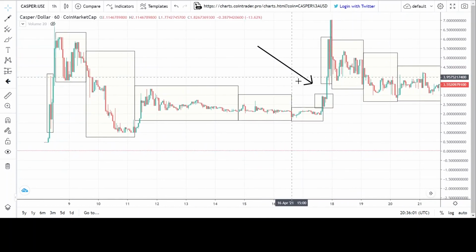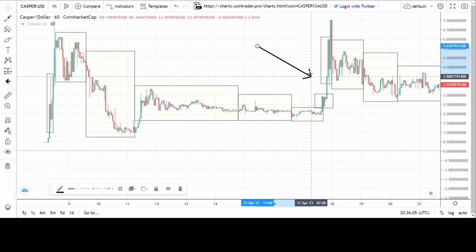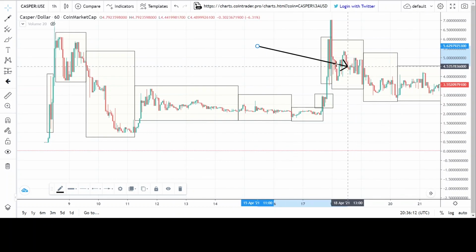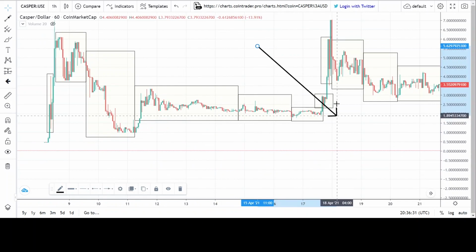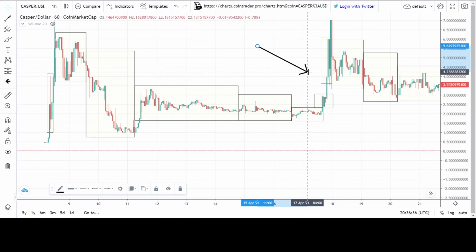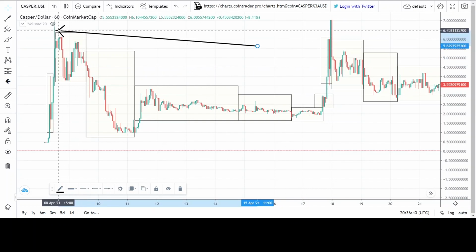So this part right here is the original concept of the Casper chart. Everything else moving forward in time will be a copy of this structure right here. So we see it comes to a peak here, just like it came to a peak over here.